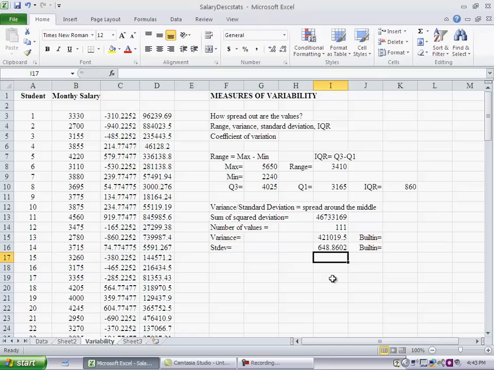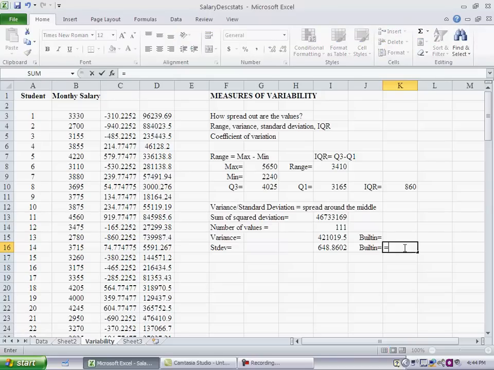Okay, so $648 is on average how far the salaries are from the middle, the mean. Now, you don't have to compute these things in such a long drawn out fashion. There is a built-in function in Excel called standard deviation that will do the same calculation for you.